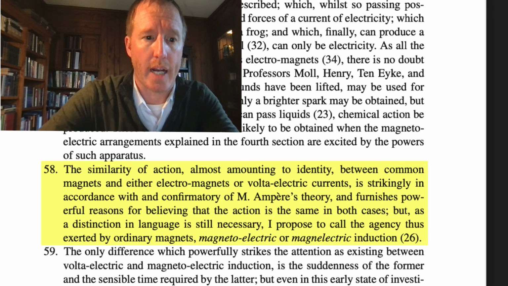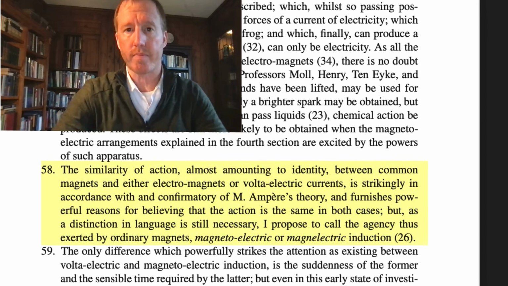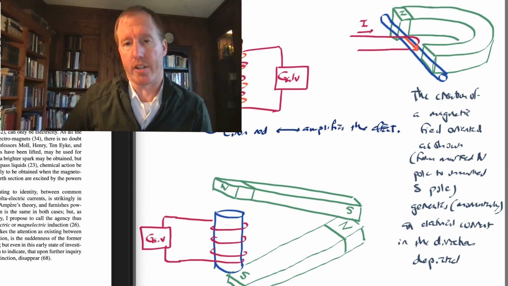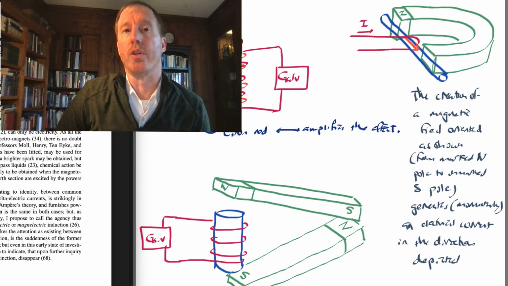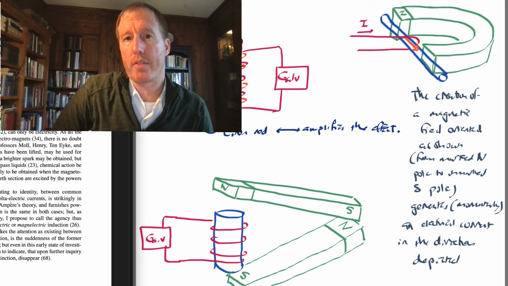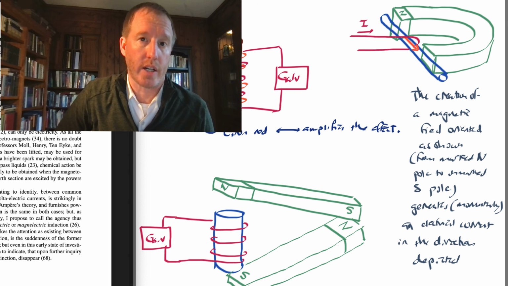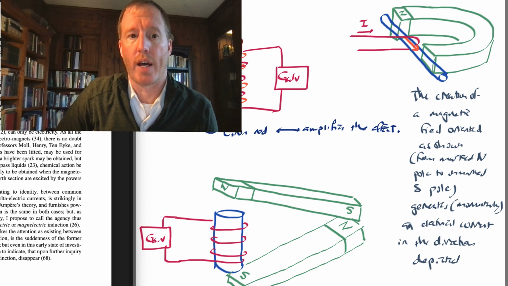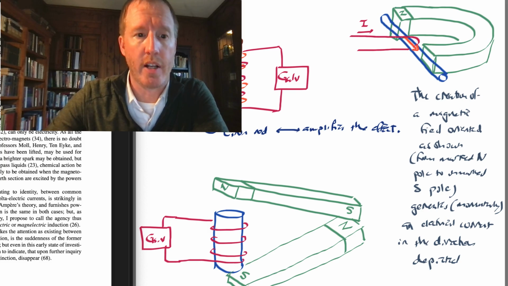But as a distinction in language is still necessary, I propose to call the agency thus exerted by ordinary magnets magnetoelectric or magnelectric induction. So he's trying to settle on some terms. We had been using volta-electric induction to refer to when you have a primary coil hooked up to a voltaic battery, and that induces a current in a secondary coil. Now he's saying, well, let's just call this a different kind of induction. So when you have a coil, a secondary coil wrapped around an iron bar and use a magnet to magnetize the iron bar, let's call that magnetoelectric induction. That way we have a way of talking about these various phenomena that he is discussing.